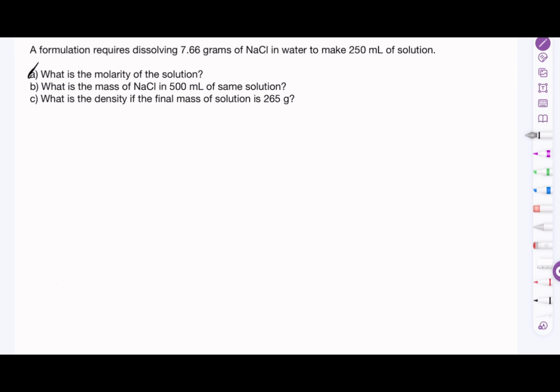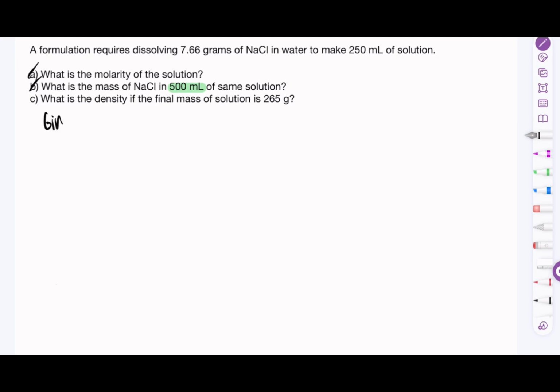Now that we have solved the first part, it's on to the second part, which is: what is the mass of sodium chloride in 500 milliliters of the same solution? So our givens are now 7.66 grams of sodium chloride, 500 milliliters. Oh, sorry, we won't be needing this anymore, because we are being asked to solve for the new mass, for the new volume, using the solved molarity, of course.